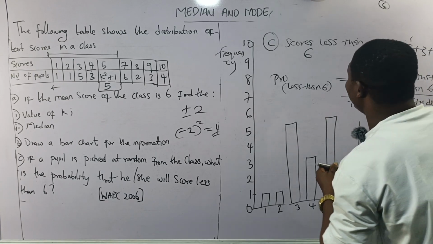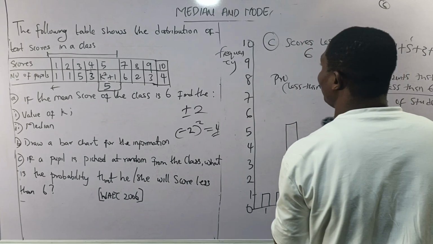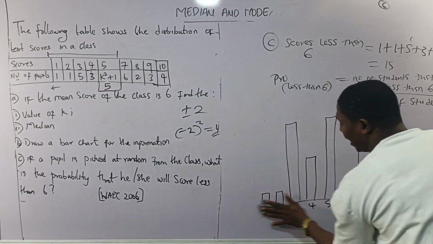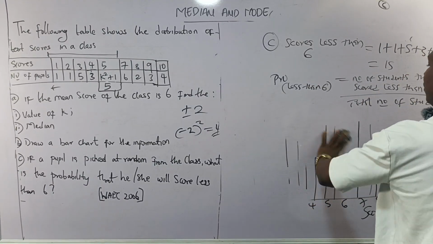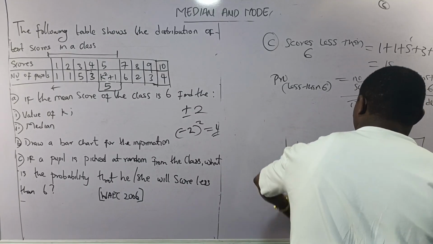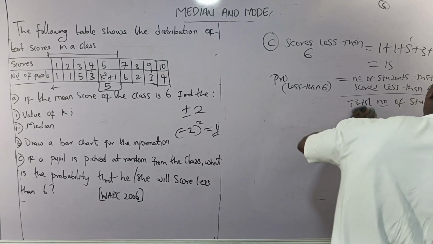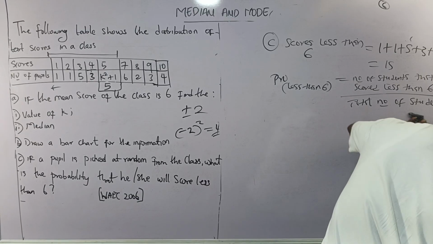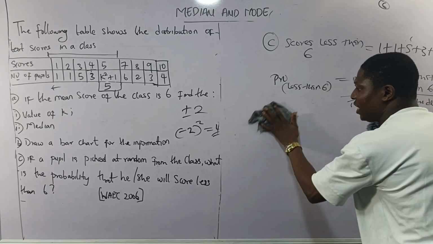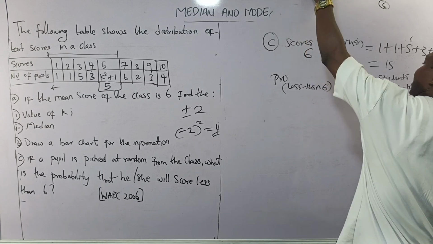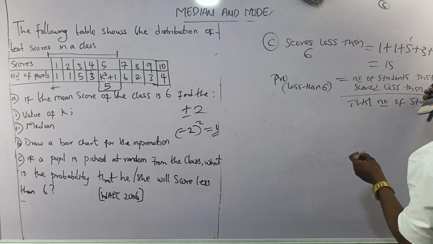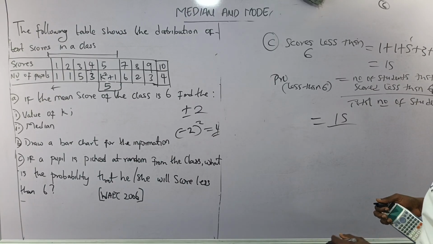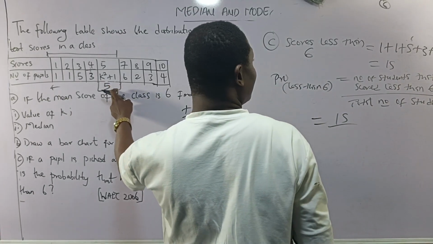Remember, probability in general is the number of required or favorable outcomes divided by total or possible what? Outcomes. Required outcome over total outcome, or required outcome over possible outcomes. Take note, that's the general definition of probability. Now, the number of students that scored less than 6 is 15. And the total number of students is what? 30.